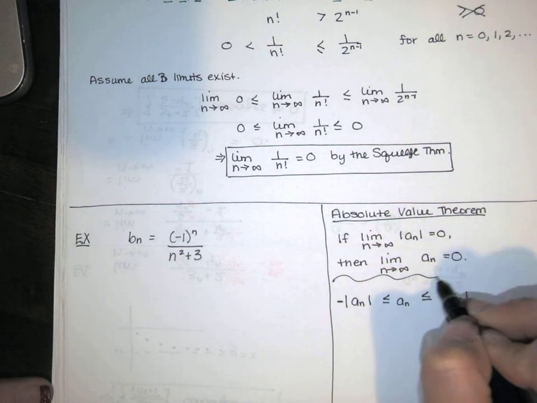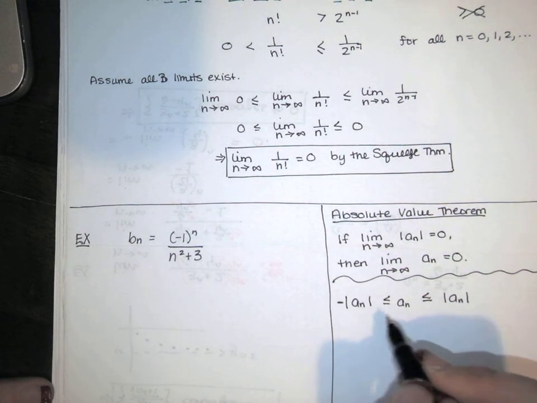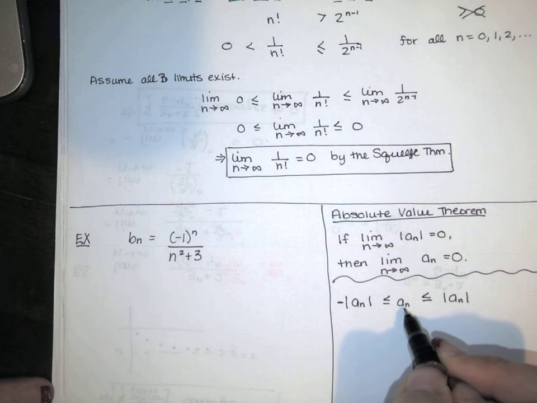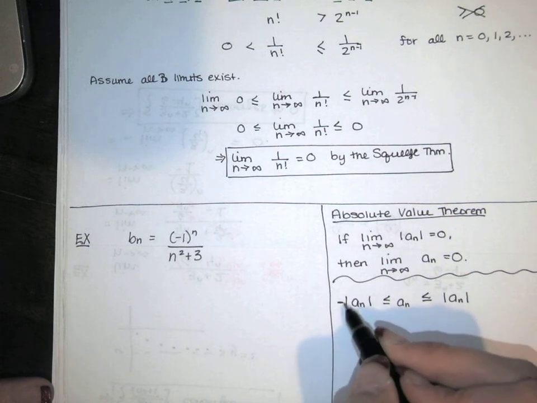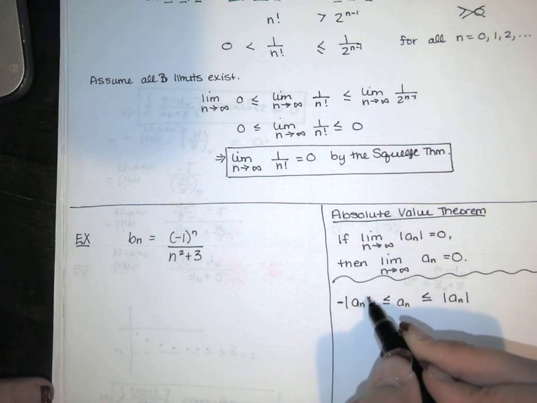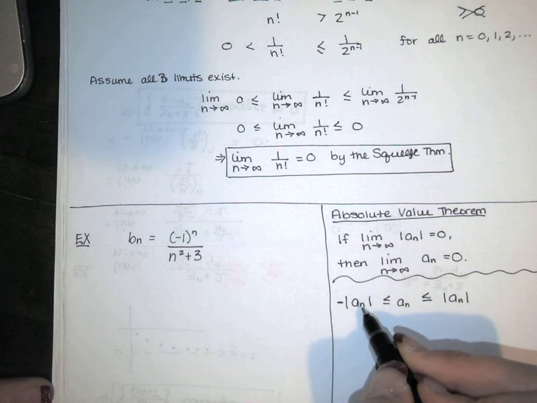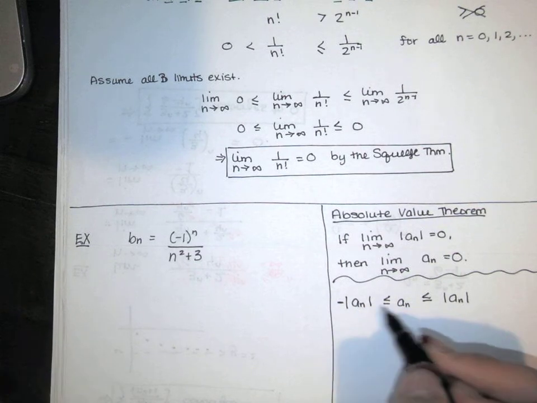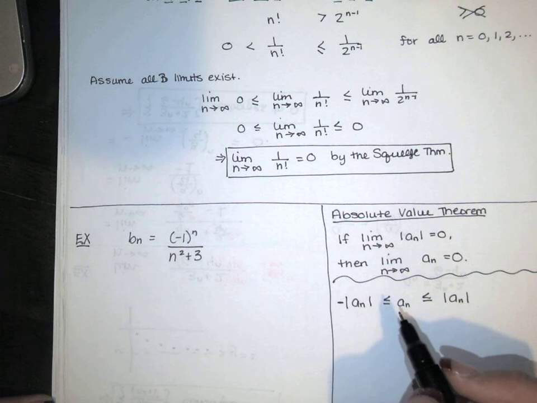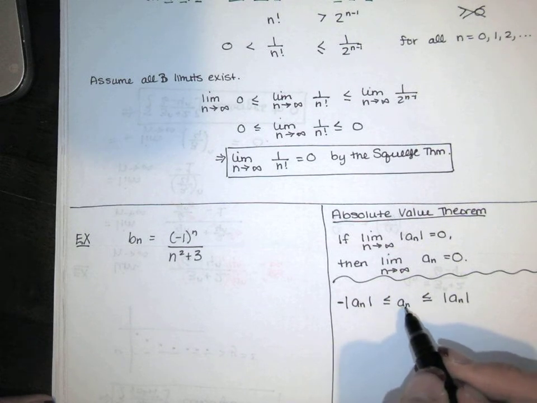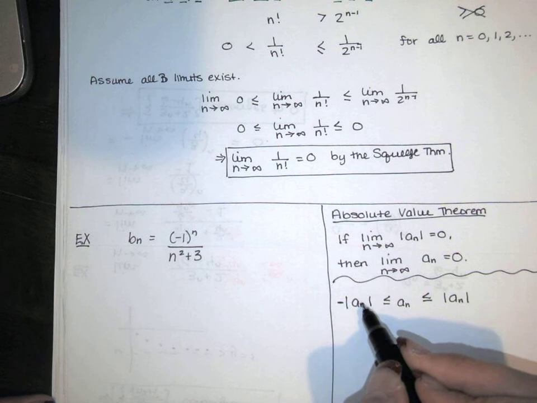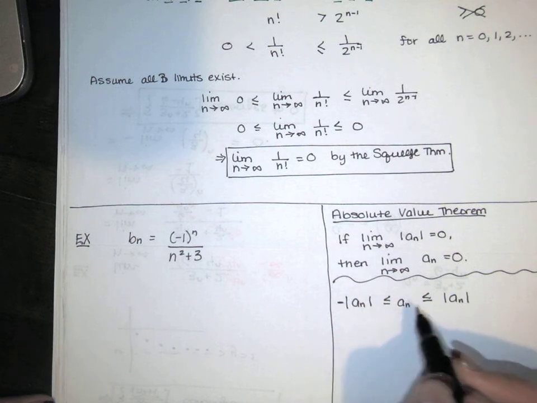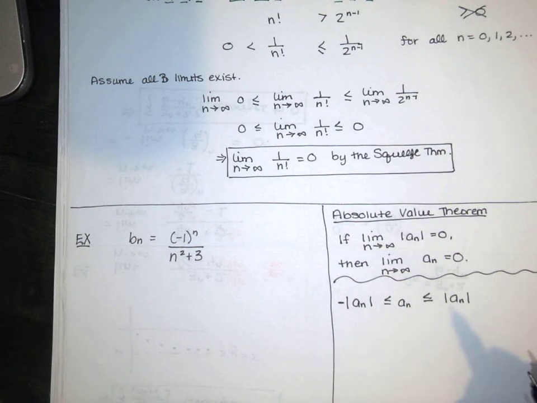Let's think about why that might be true. Well, if a sub n is negative, its absolute value is positive. And so if I multiply a positive by a negative, this is a negative number less than or equal to this negative number, and they're going to have the same magnitude, same absolute value, so this is true. Now, if a sub n is positive, well, then the negative absolute value is a negative number, and a sub n is positive, so this inequality is also true.